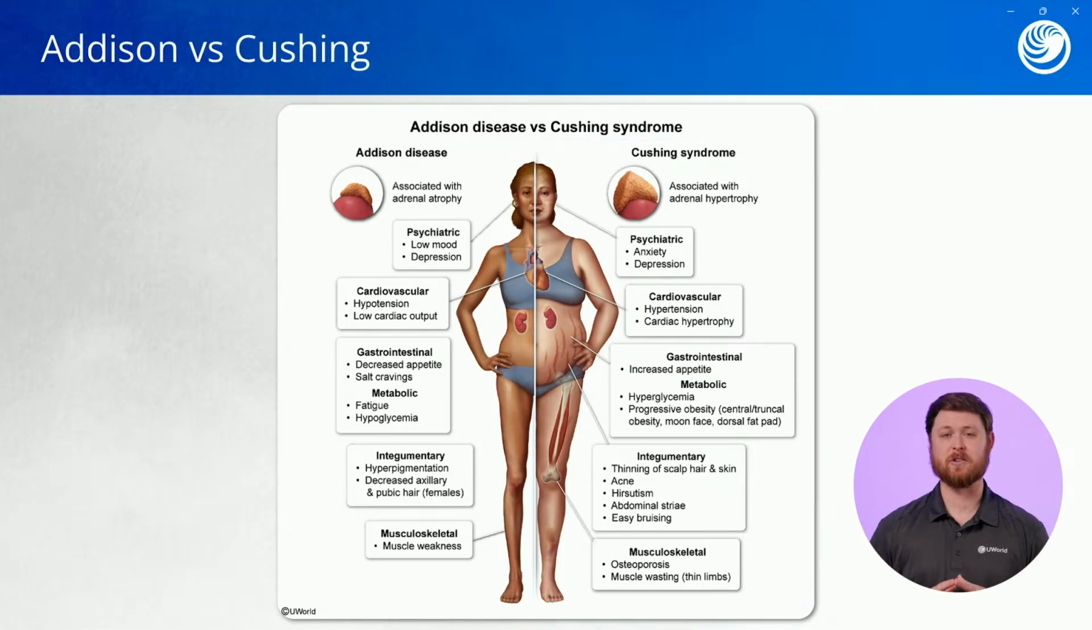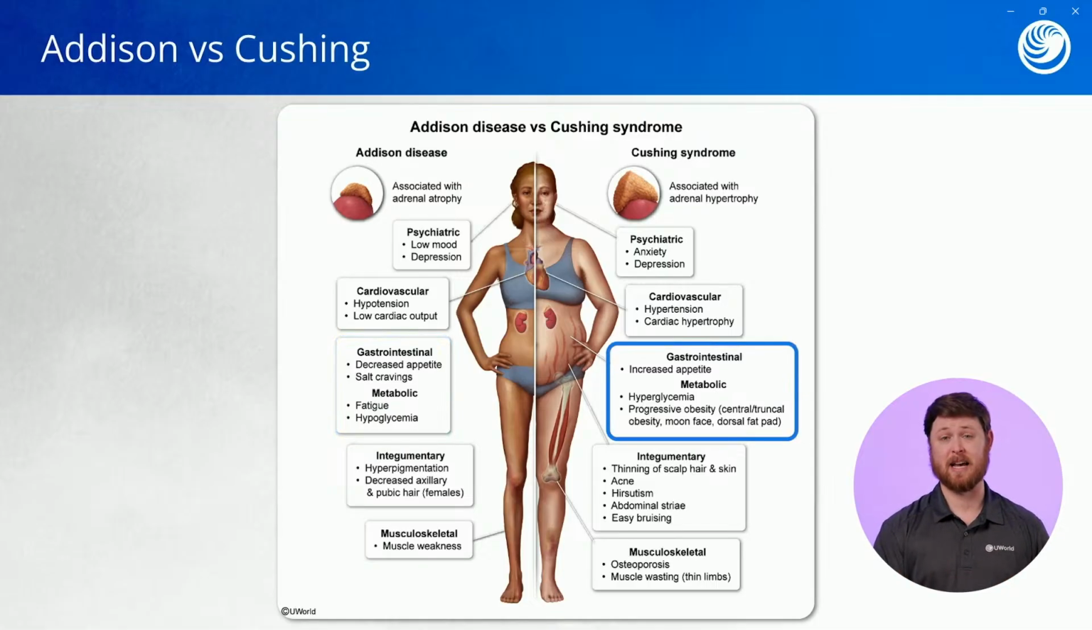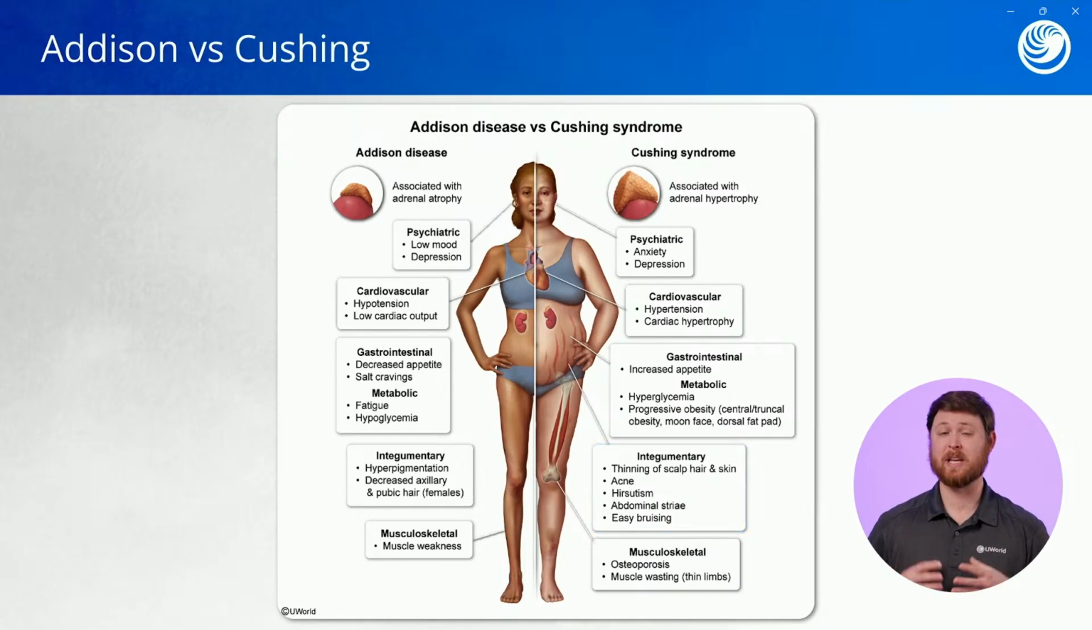There's a number of clinical features that are the opposite of each other. So with Addison disease, where we're at risk for that hypotension and low cardiac output, Cushing disease, we're at risk for hypertension as well as cardiac hypertrophy due to that hypertension. With Addison disease, we can have a decreased appetite and are at risk for hypoglycemia, whilst with Cushing disease, we have an increased appetite and are at risk for hyperglycemia. Increased levels of androgens with Cushing disease lead to the development of growth of facial hair in women, while again with Addison disease, we can have that loss of axillary and pubic hair. We'll discuss Cushing syndrome in a separate presentation.